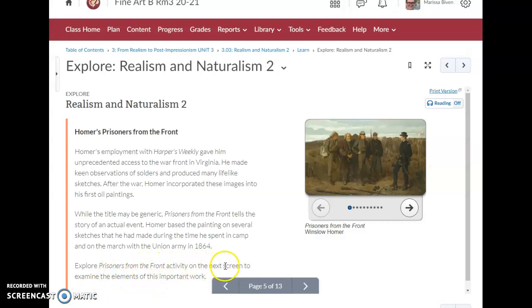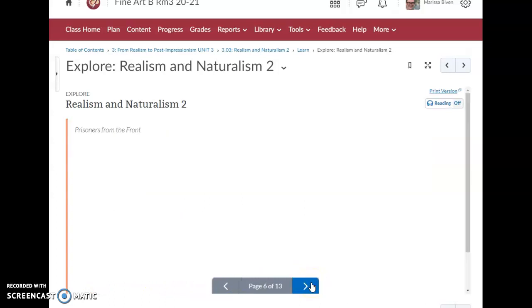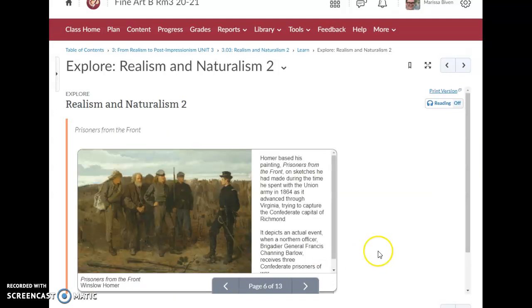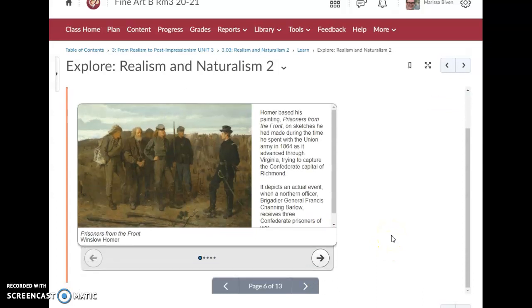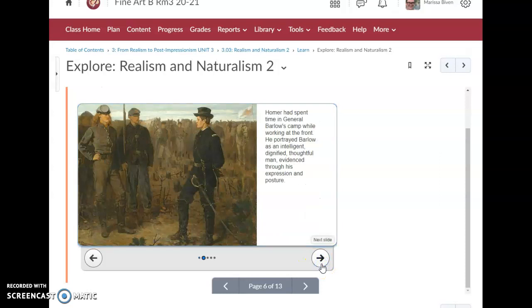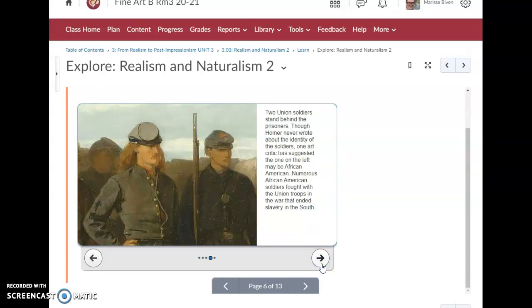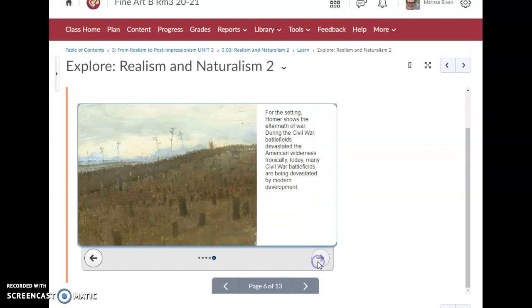Explore Prisoners from the Front activity on the next screen to examine the elements of this important work. Be sure and click through this whenever you're going through the content on your own. There's some good detailed views of this painting on here.